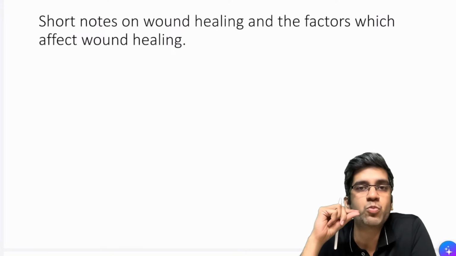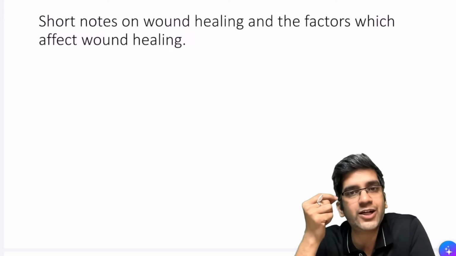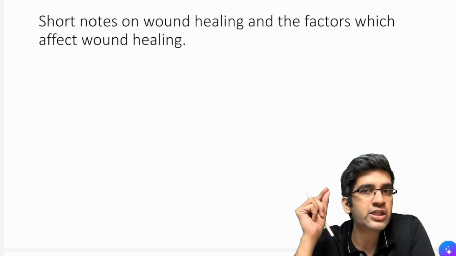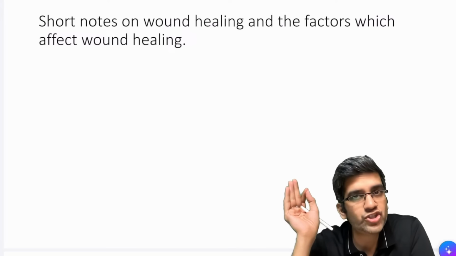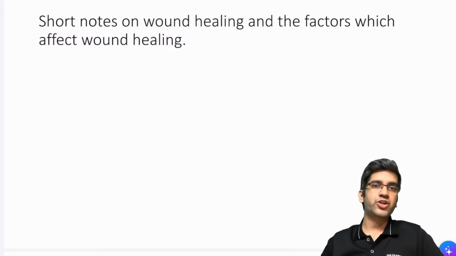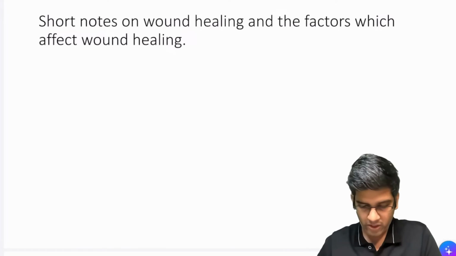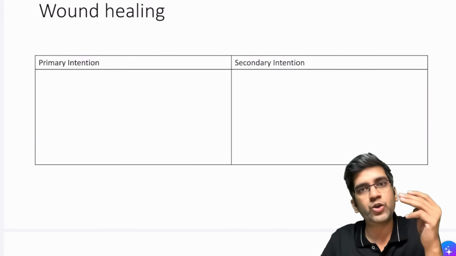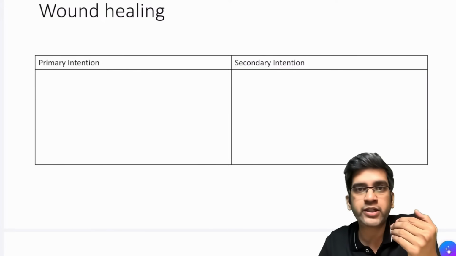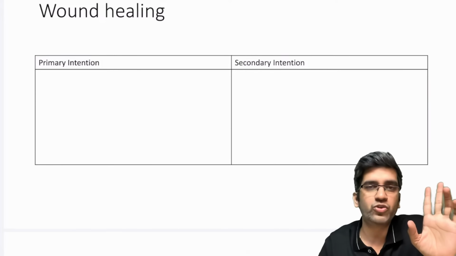Whenever I say factors which modify wound healing, also write a note on abnormal wound healing, which is hypertrophic scar and keloid. It is not separate, it goes hand in hand because that also is a modification of wound healing, right? Okay. Now, we have two types of wound healing. There are actually three types. When you go to surgery, you will talk about tertiary intention also. For now, two types is more than enough for me.